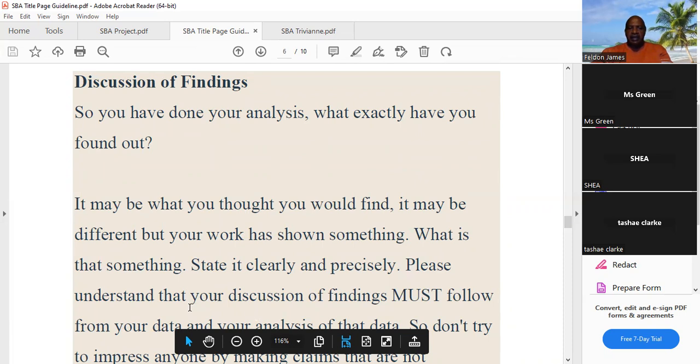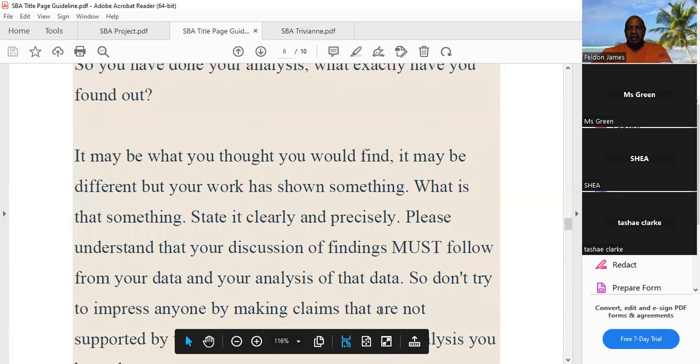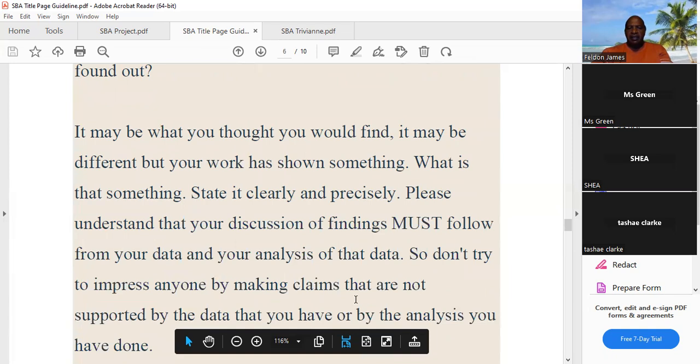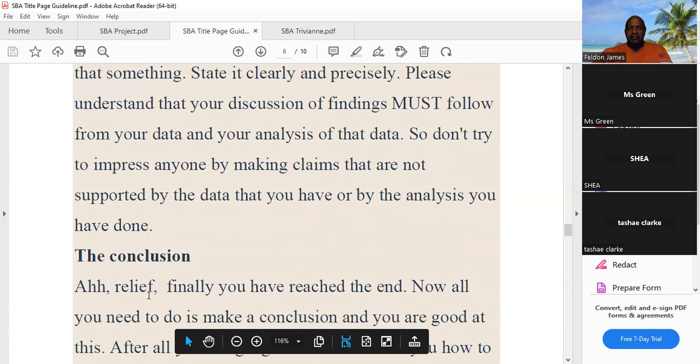Please understand that your discussion of findings must follow from your data, your analysis of the data. So don't try to impress anyone by making claims that are not supported by the data that you have or by the analysis that you have done.